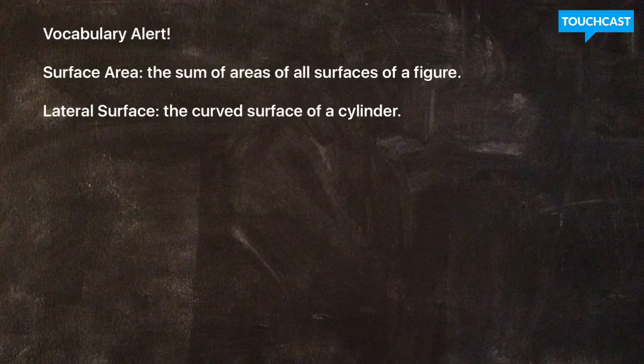Our first vocabulary alert. We need to know what the surface area is. Well, the surface area is just the sum of areas of all the surfaces of a figure. We're also going to need to know what the lateral surface is, and that is just the curved surface of a cylinder.